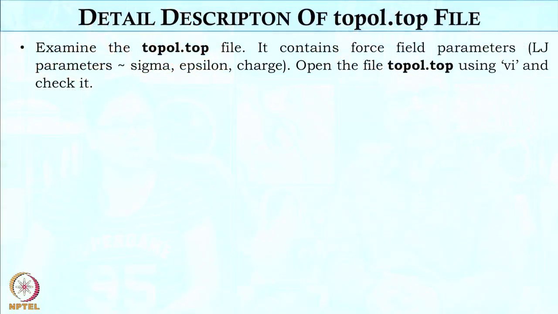Now you have got a GRO file. So what is the next step? We can view the GRO file using the command vi. It will show the coordinates of the argon atoms in nanometers. Then we'll need a topology file which will contain the force field parameters, that is the Lennard-Jones parameters, sigma, epsilon, charge, mass.